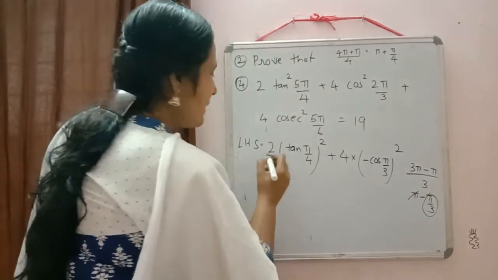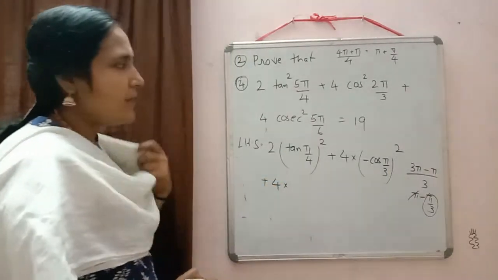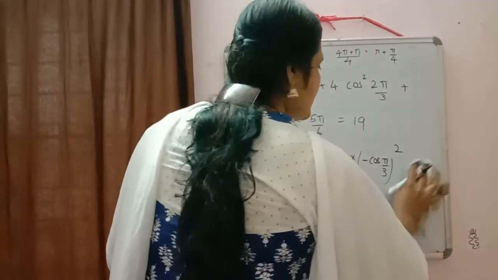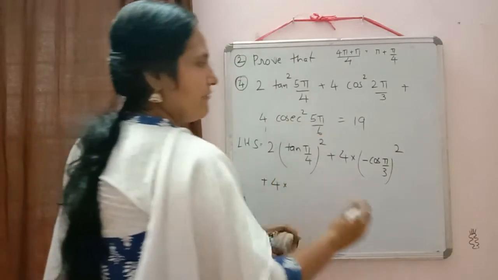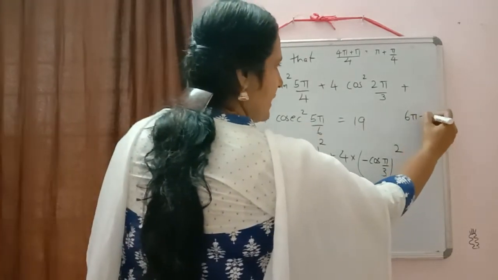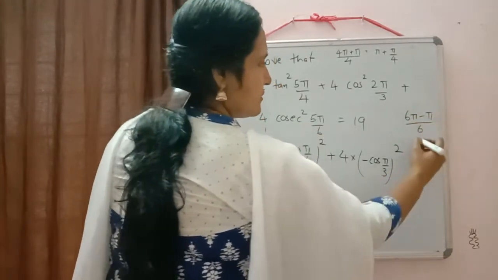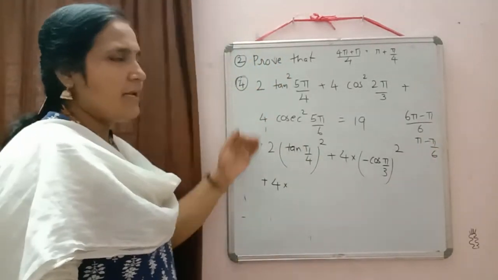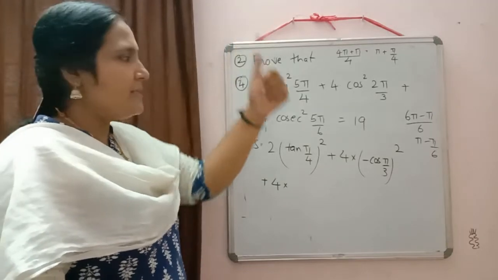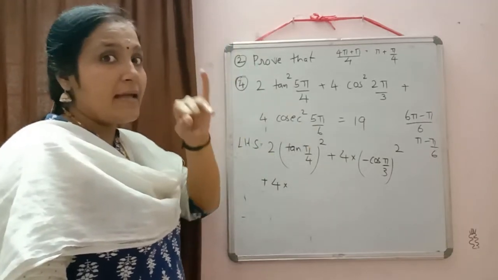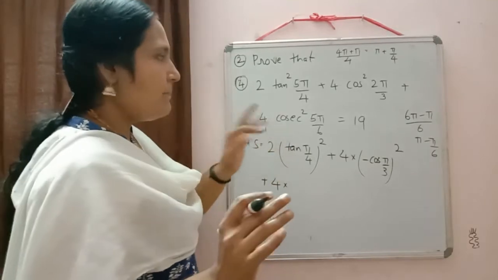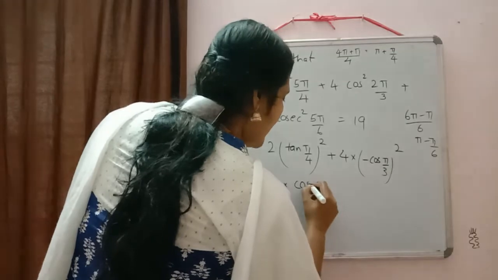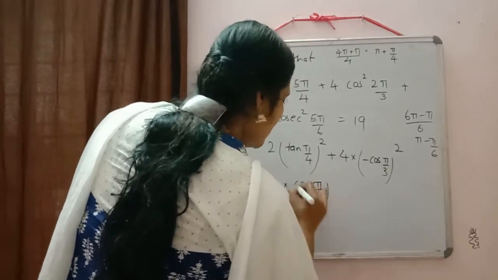Plus 4 into cosec square 5 pi by 6. Multiplication table of 6 if we check, 5 pi can be written as 6 pi minus pi by 6. So it will be equal to pi minus pi by 6. So again we are in second quadrant, and in second quadrant sine and cosec are positive. So positive value only will come. So 4 into cosec pi by 6 the whole square.